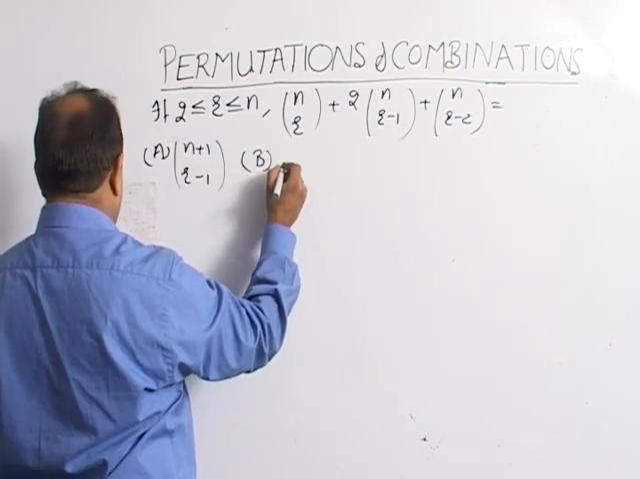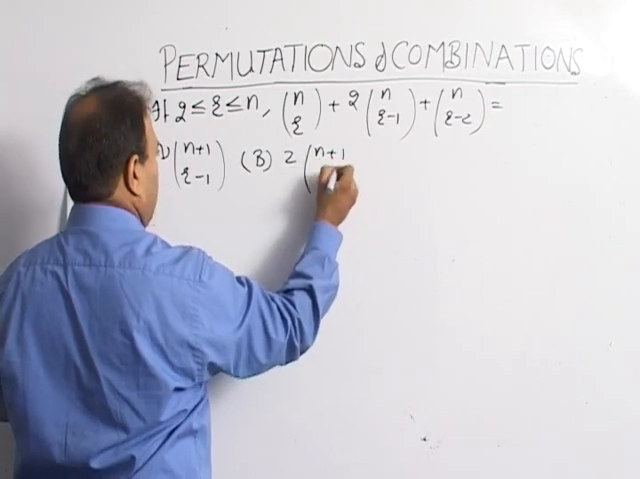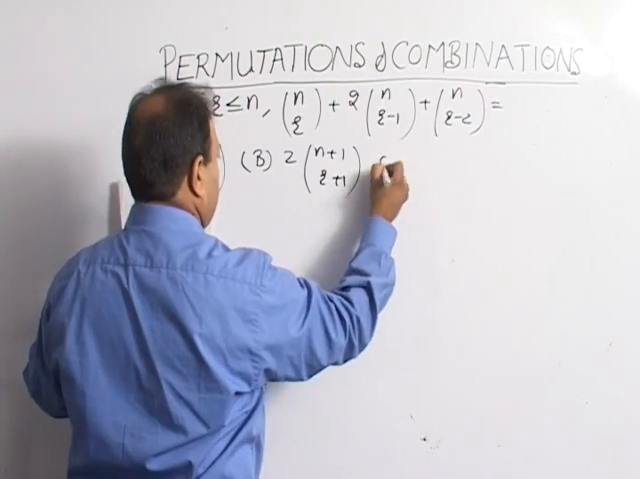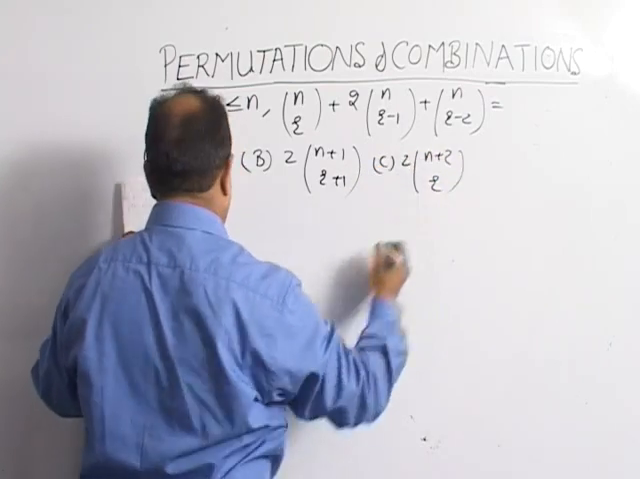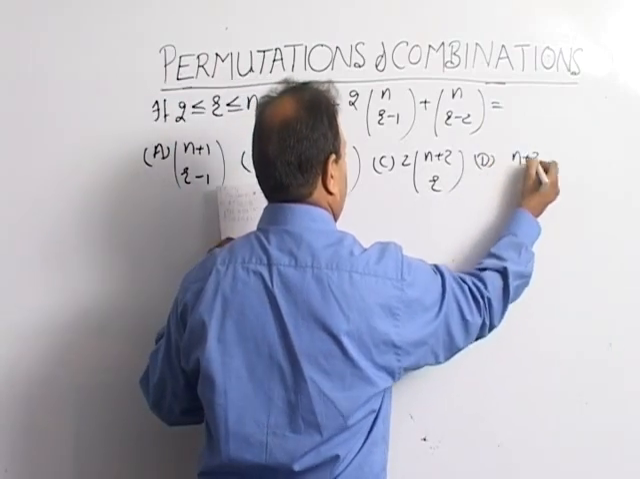B option we have 2 times n plus 1 CR plus 1. C option we have 2 times n plus 2 CR. And D option we have n plus 2 CR.